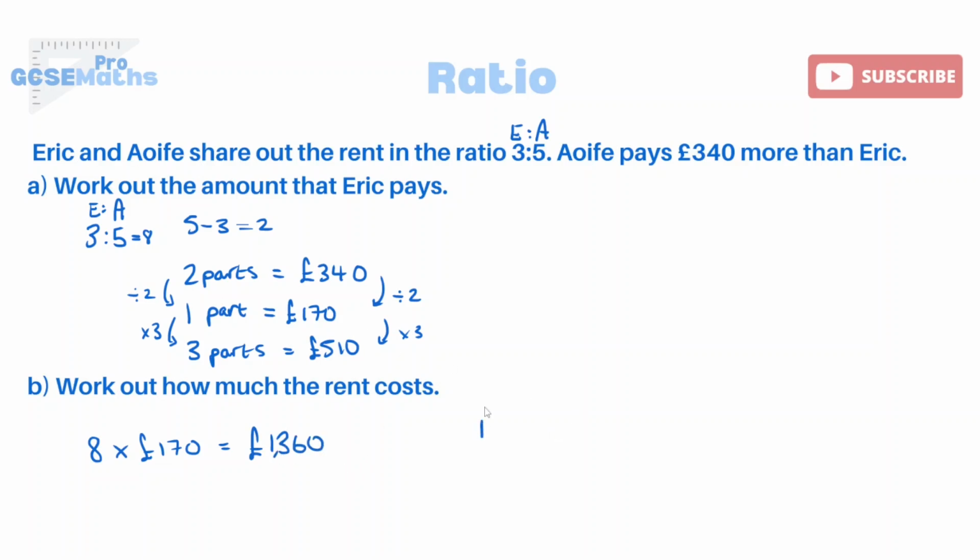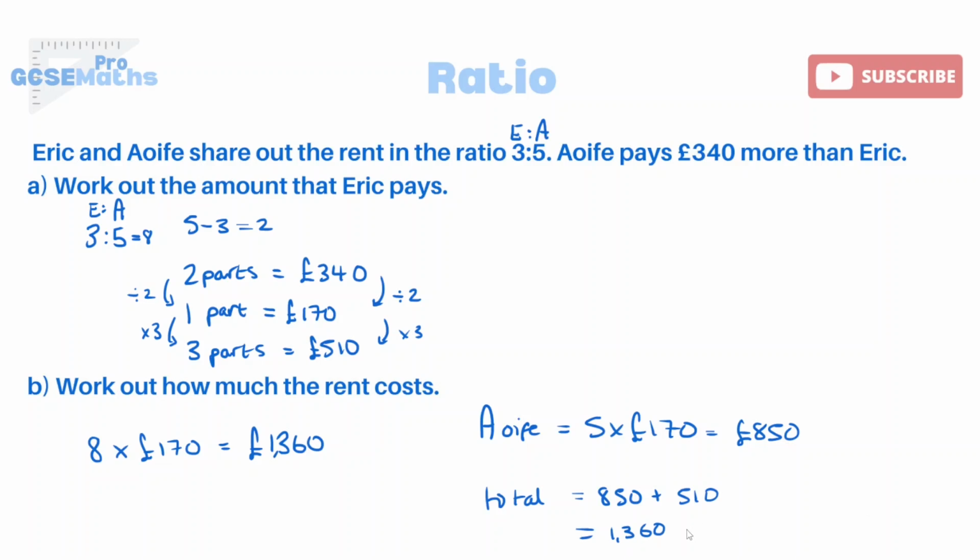Or if you do it the other way, we can work out Aoife's amount is 5 parts times 170, which is £850. But then you'd have to remember to add that to Eric. So the total would be £850 plus £510, which should give you the same thing, 1,360. So do you see how you've got those 2 options? It depends which you prefer, but also if you've already done part A, you could use that information. If you haven't already done part A, you would have to go straight into using your 170 times the total parts in the whole of your ratio.